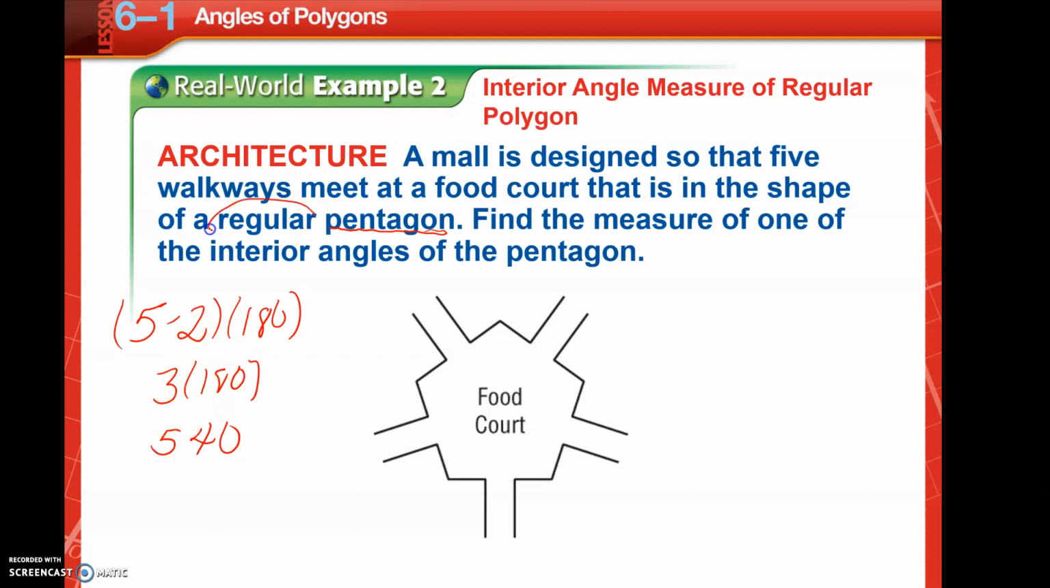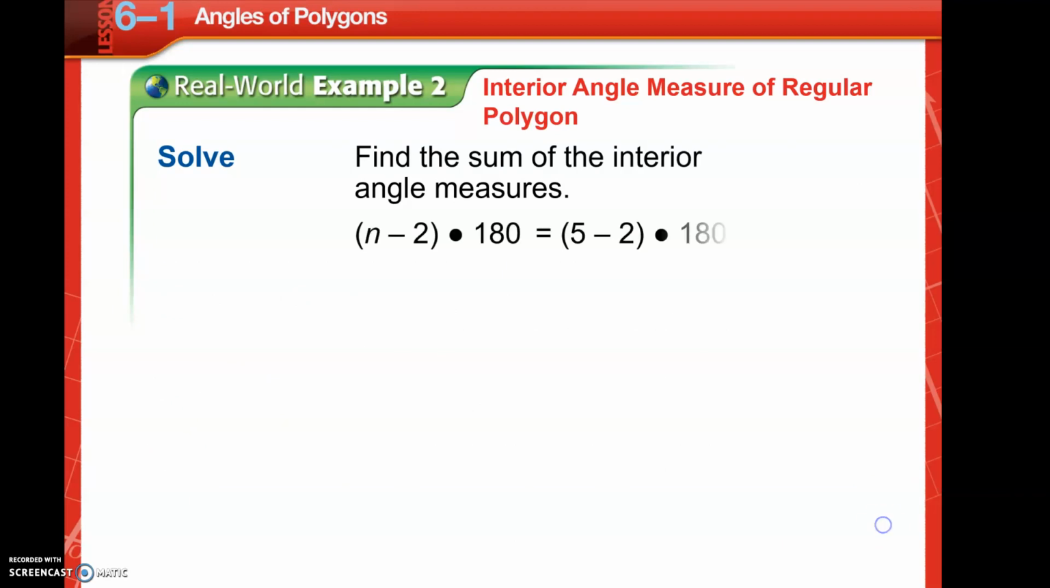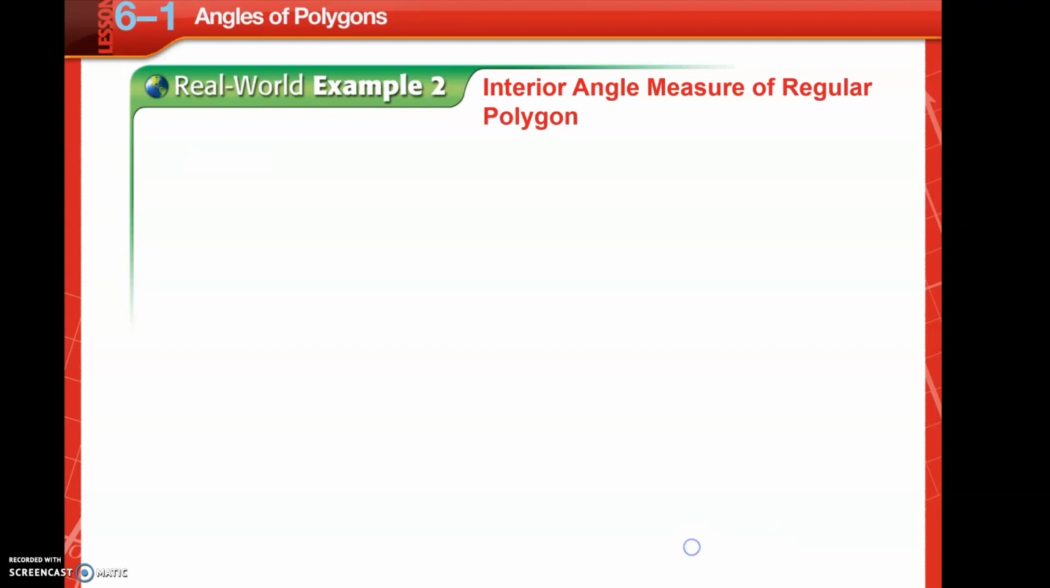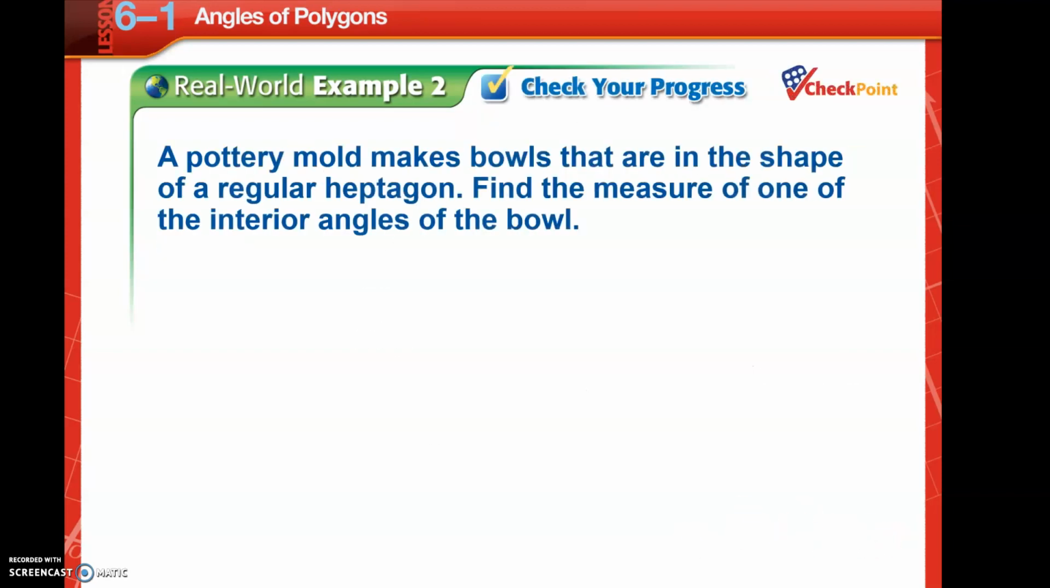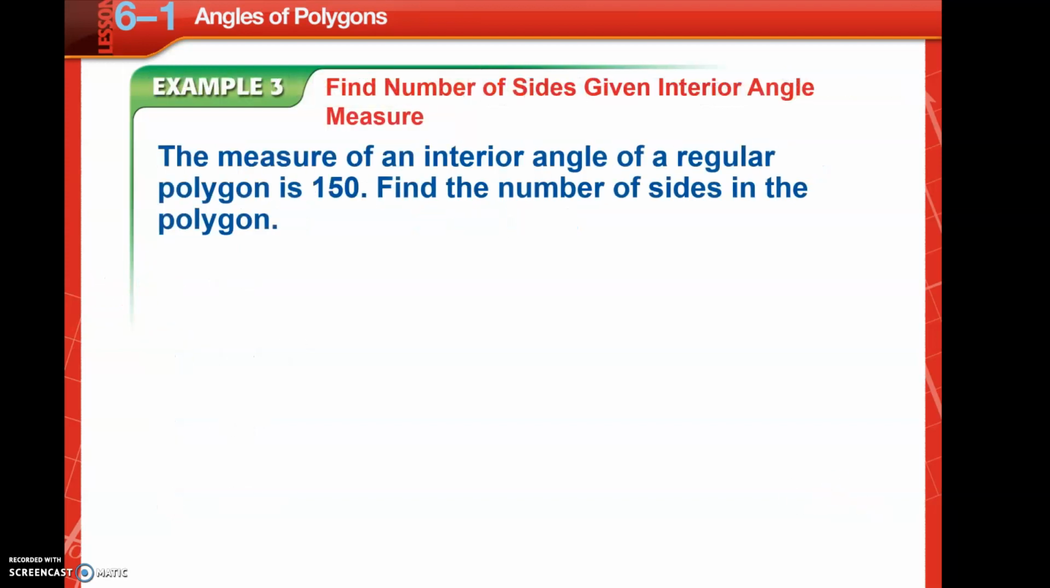And then since this is a regular pentagon, that means each one of these 5 angles is equal. So if they all add up to be 540 and they're all equal, if I divide that by 5, that tells me the measure of each one, 108 degrees. So 7, subtract 2, you get 5 times 180, and then take that total and divide it by your 7 for each interior angle.